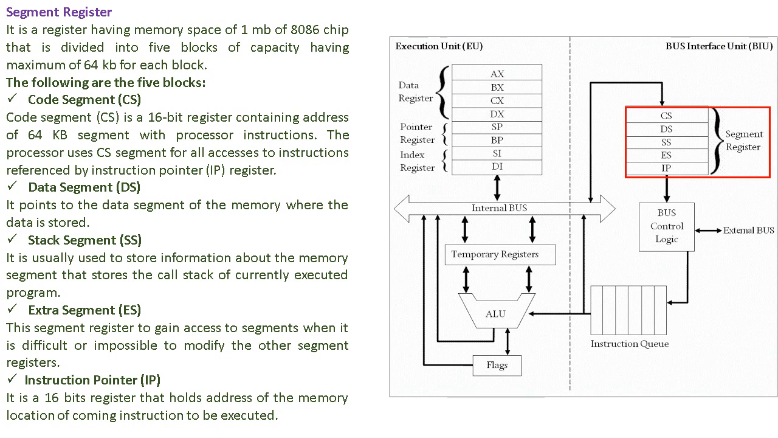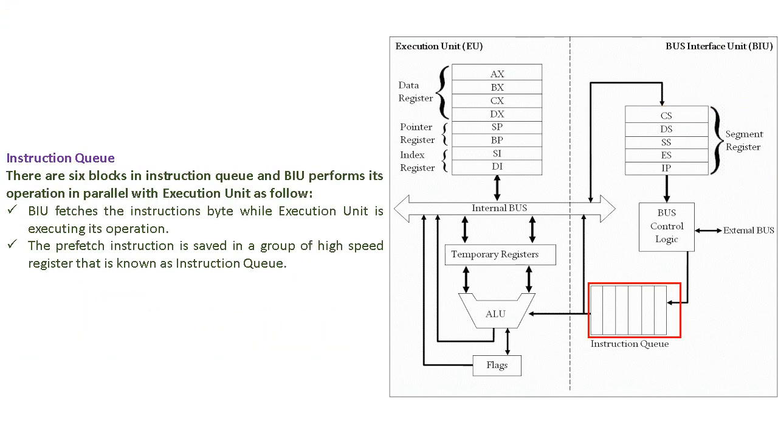Now let us discuss the instruction queue. There are 6 blocks in the instruction queue, and the BIU, the bus interface unit, performs its operation in parallel with the execution unit as follows. The BIU fetches the instruction byte while the execution unit is executing the operation. The prefetched instruction is saved in a group of high-speed registers known as the instruction queue.